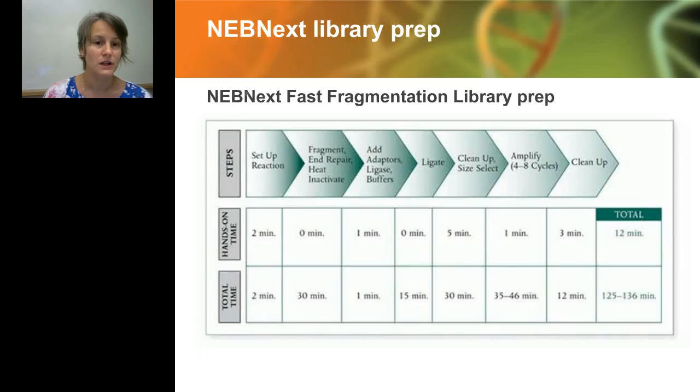And so I'm going to go on and show you really how we did this. Lynn already mentioned this is the NEB library prep, so I'll just go into it in a little more detail. Setting up the reaction, and then we do not have a Covaris instrument here, so we needed to use a prep where we could fragment the DNA as well. And so we liked this kit because we were able to do the fragmentation reaction at the same time.